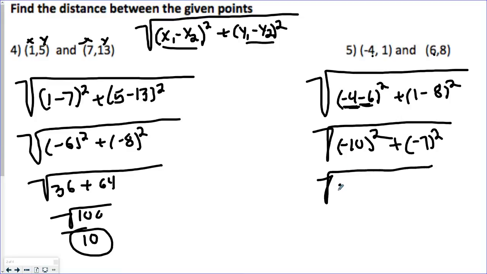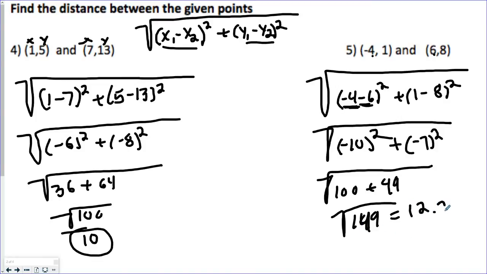Then you square the numbers. Negative 10, remember this is negative 10 squared. So negative 10 times negative 10 is 100, plus negative 7 times negative 7 is 49, because remember, a negative times a negative is a positive. So we add them together, you get the square root of 149. Then you take the square root of 149, and you get about 12.206, so around 12.21.